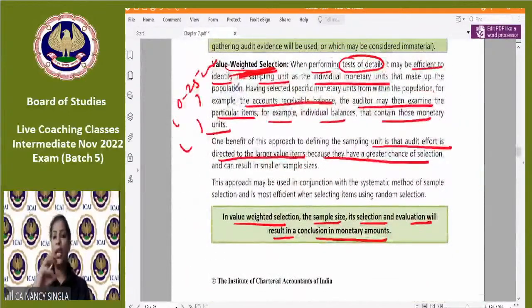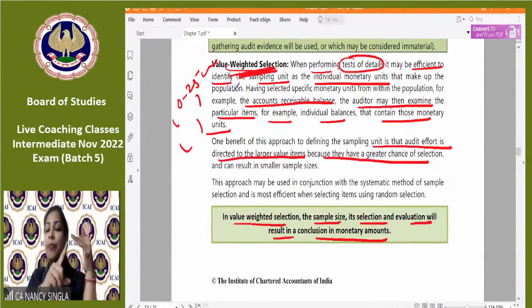Then we discussed value-weighted selection, whereby the auditor is not selecting any invoice or any trade receivable. He is selecting the amount of the trade receivable, so he is attaching weight to the value. And by applying the formula, by cumulatively calculating all the values of the trade receivable, the auditor will be selecting the sample. So basically everything, selection of sample size, selection of items, evaluation of the result, will be done in monetary terms, in rupees.